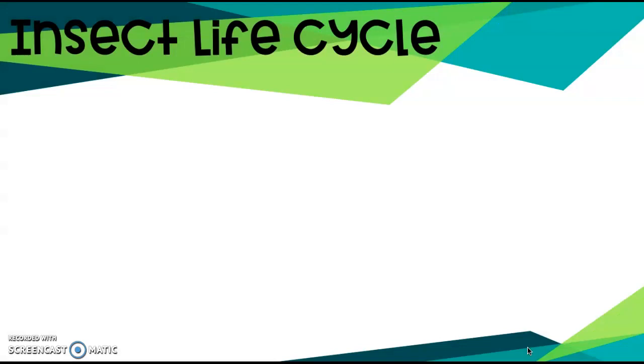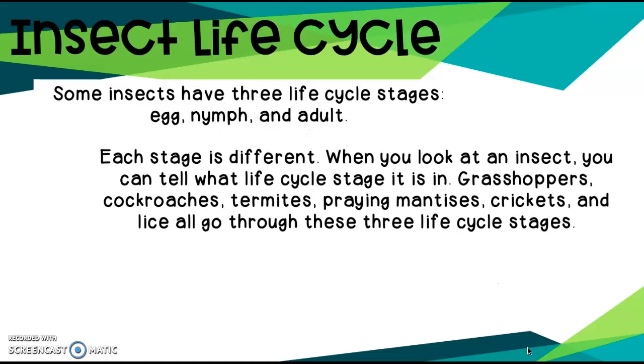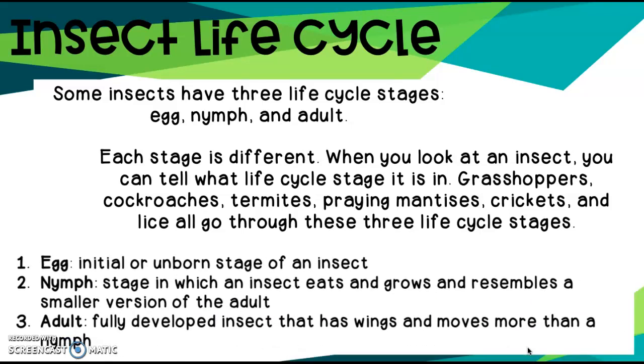All right. Insect life cycle. Some insects have 3 life cycle stages: egg, nymph, and adult. Each stage is different. When you look at an insect, you can tell what life cycle stage it is in. Grasshoppers, cockroaches, termites, praying mantises, crickets, and lice all go through these 3 life cycle stages.